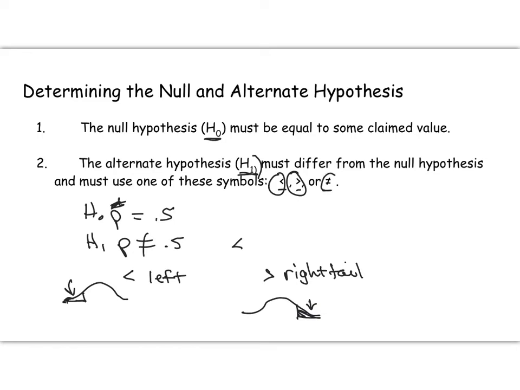And then if it's the not equal to, that's called a two-tailed test. Because we're looking for a proportion that isn't equal to something, and it's not in one end or the other, it's in both ends.